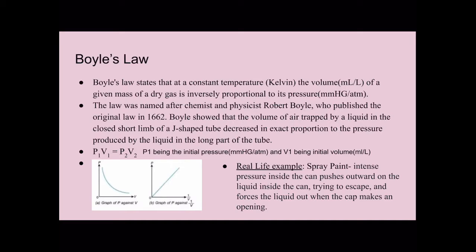Robert Boyle was a physicist who published the law in 1662. He showed how the volume of air decreased in exact proportion to the pressure produced by the liquid in the long part of the tube in his experiment.